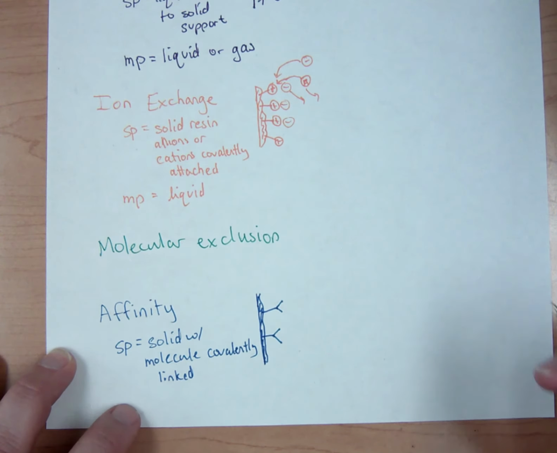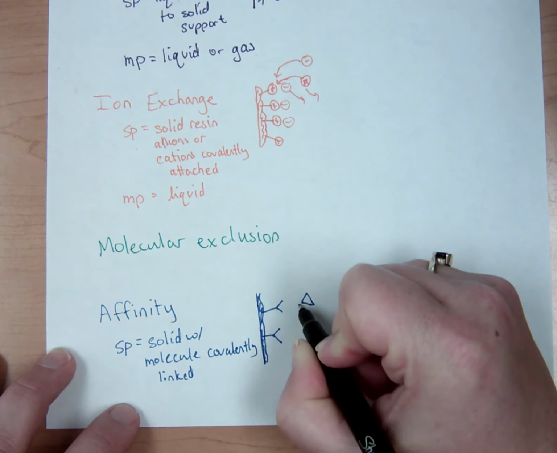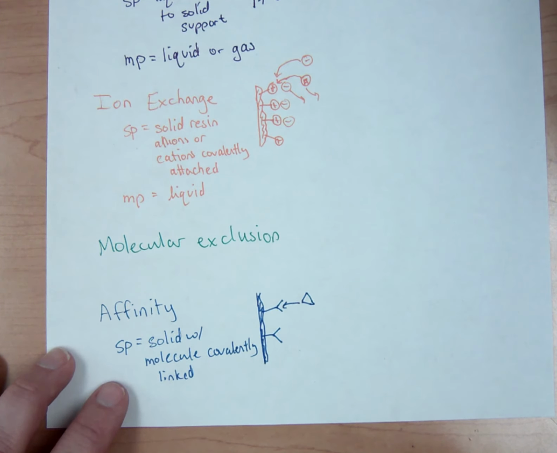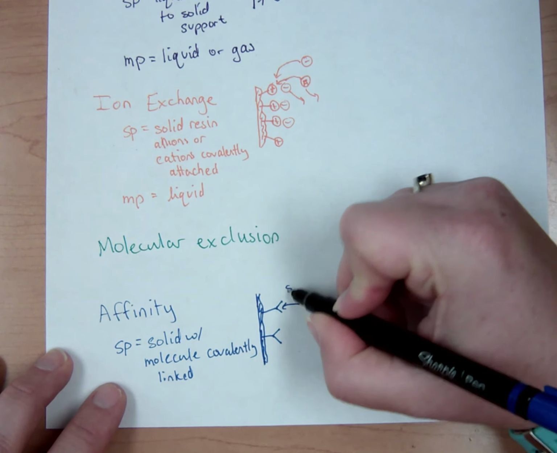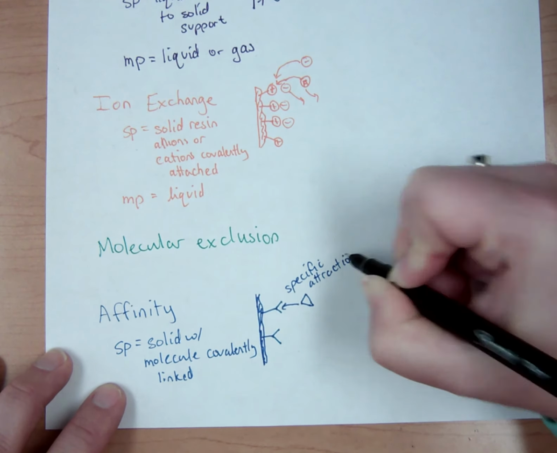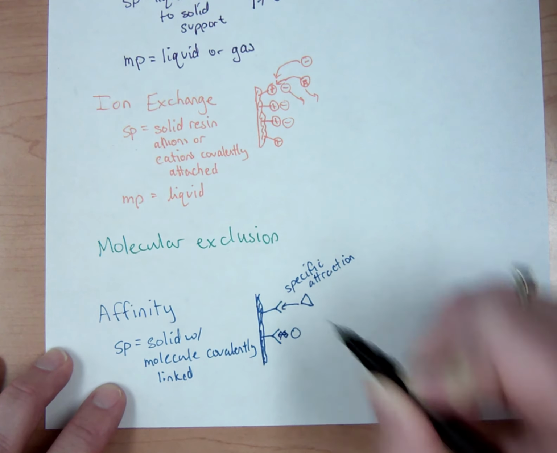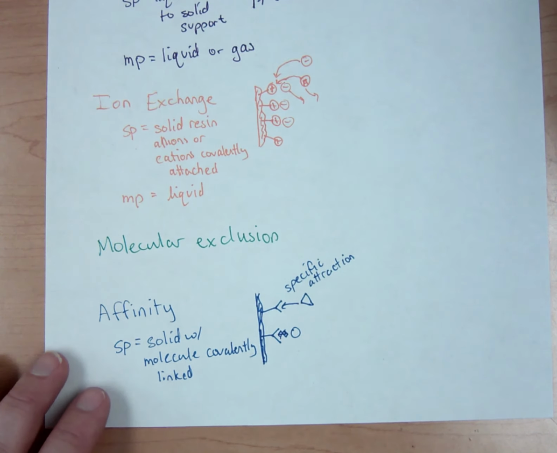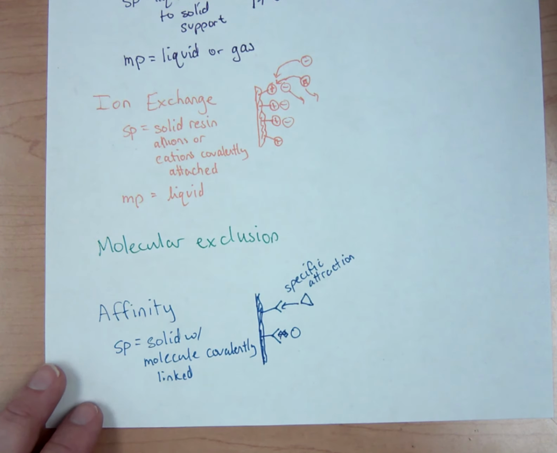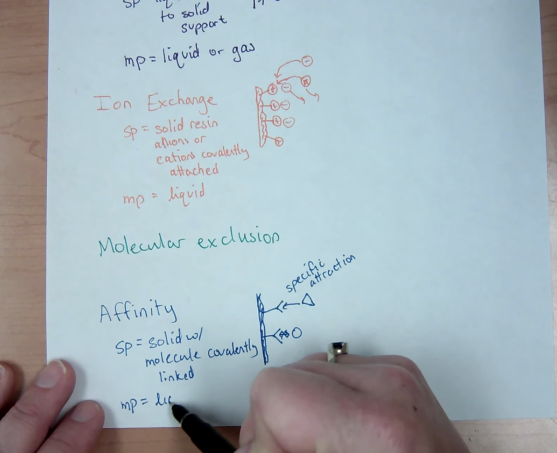And so what happens here is that you get your analyte coming in, and if the analyte fits perfectly to match up with the molecule of interest, there's a specific attraction going on here. And that's what's going to lead to the separation of one analyte from another that doesn't necessarily fit. Okay? So affinity chromatography is based on that specific attraction between the analyte and the stationary phase. Now again, the mobile phase here is likely to be a liquid.